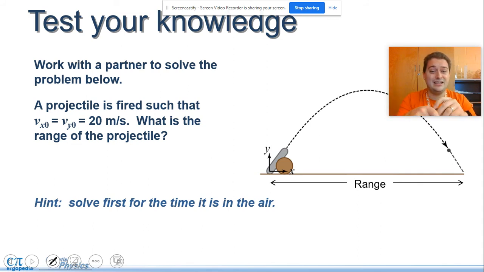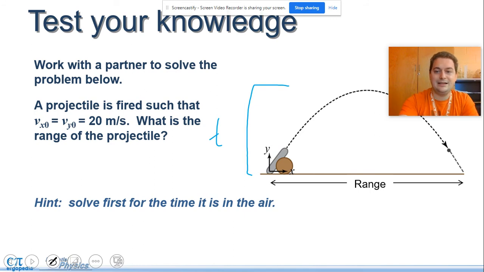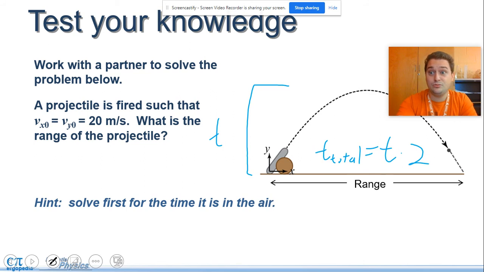First, figuring out how long it's in the air is a free fall problem. Here's how I like to solve this. Keep in mind that the time it takes to go up is equal to the time it takes to come down. So if you can figure out the time it takes to go up, then total time equals your time to the top times 2. That's it. That's kind of nice.